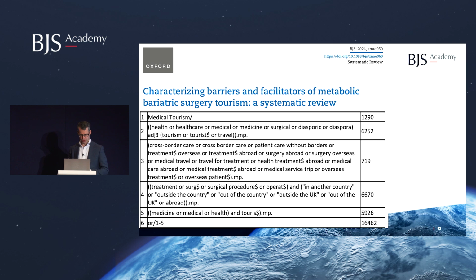So let's look at a search strategy from a relatively recently published paper in BJS. This is just the first 6 lines of their search strategy. They're looking for any article to do with medical tourism and bariatrics. So this is just the medical tourism bit of their search strategy. These are all the different terms that they've included. And what you can see on the last line, number 6, is that they've basically said if any paper falls into any of these above lines, they're going to include it.